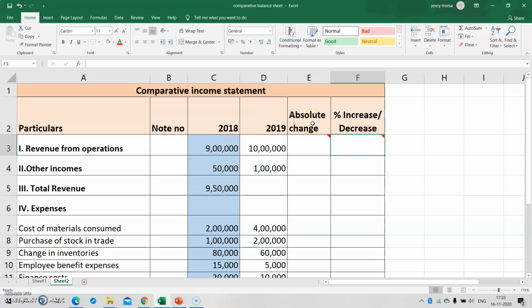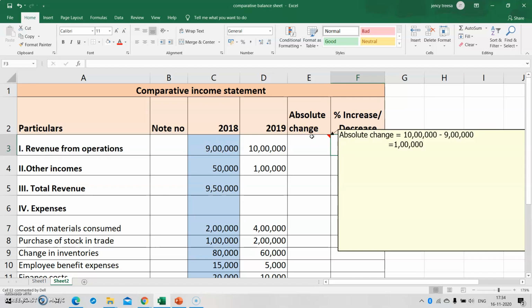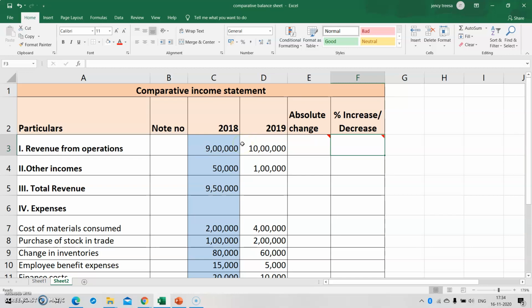And what are you going to do with these figures? Usually the financial statements will give you 2 years' figures, the past year as well as the current year's figures, and that is just put into this illustration. First of all, you will be finding out the absolute change. How will you find out the absolute change? In the previous video on comparative balance sheet, I showed you how to find out the absolute change and percentage increase or decrease. It is the same here also. Only the format will be different.